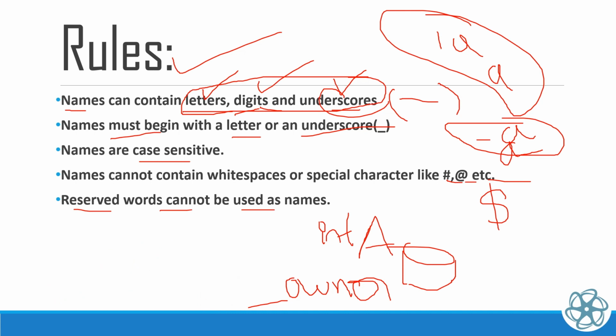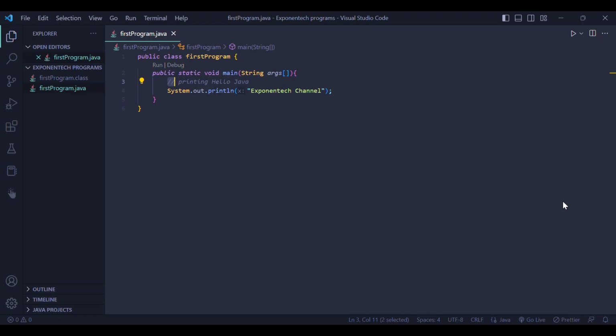Okay, like for, while, continue, break, int. These are all reserved words. We can't use them as a variable name. So before declaring a variable, you must validate all these rules.